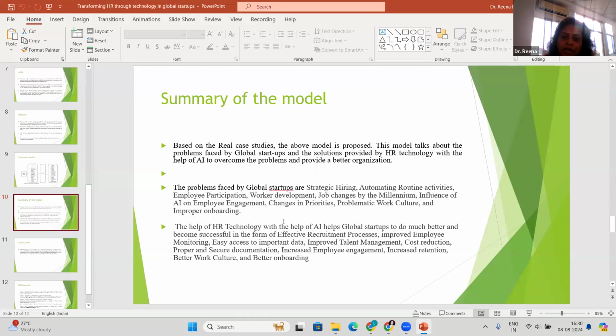The help of HR technology with the help of AI helps global startups to do much better and become successful in the form of effective recruitment processes, improved employee monitoring, easy access to important data, improved talent management, cost reduction, proper and secure documentation, increased employee engagement, increased retention, better work culture, and better onboarding.